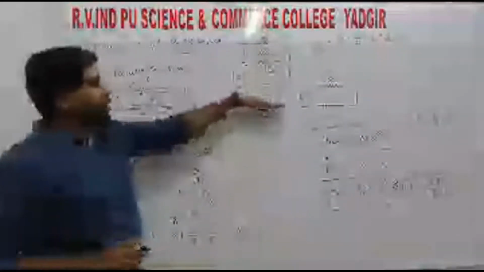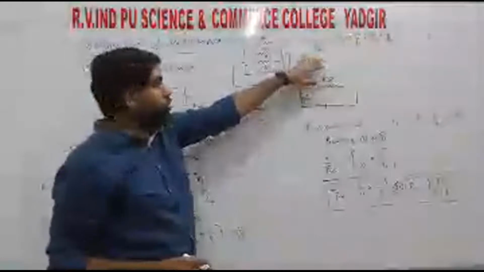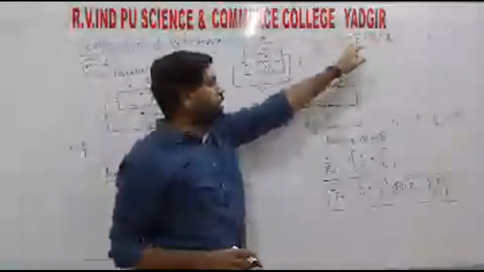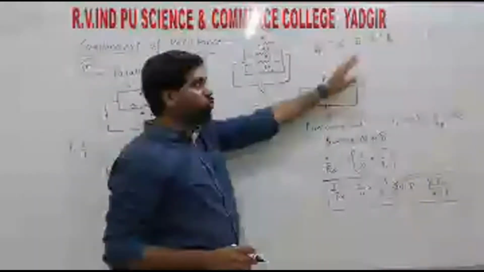So now the more number of resistors we connect, 1 by Rp is inversely proportional to it. So don't directly write Rp is equals to 1 by R1 plus 1 by R2, right?